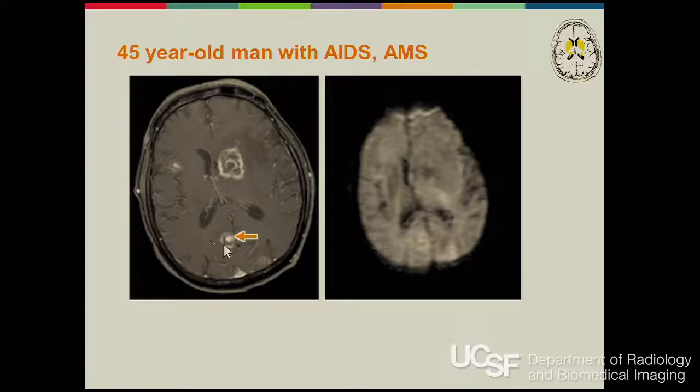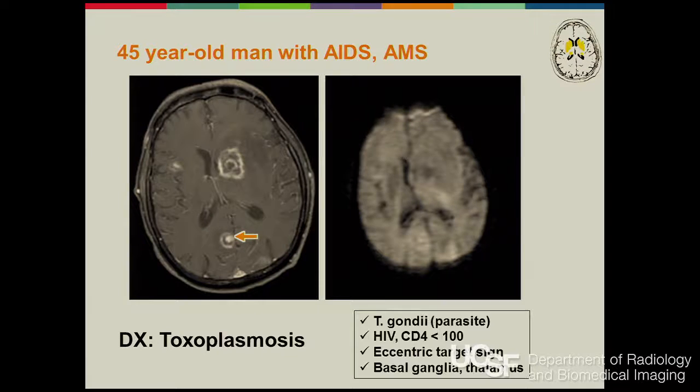The enhancement pattern is pretty specific when you see this, not as sensitive, but when you see this eccentric nodule within a ring of enhancement, the so-called eccentric target sign, that can help you come down on a differential of toxoplasmosis. Again, this is a parasite that infects the immunocompromised. We talked about the eccentric target sign.